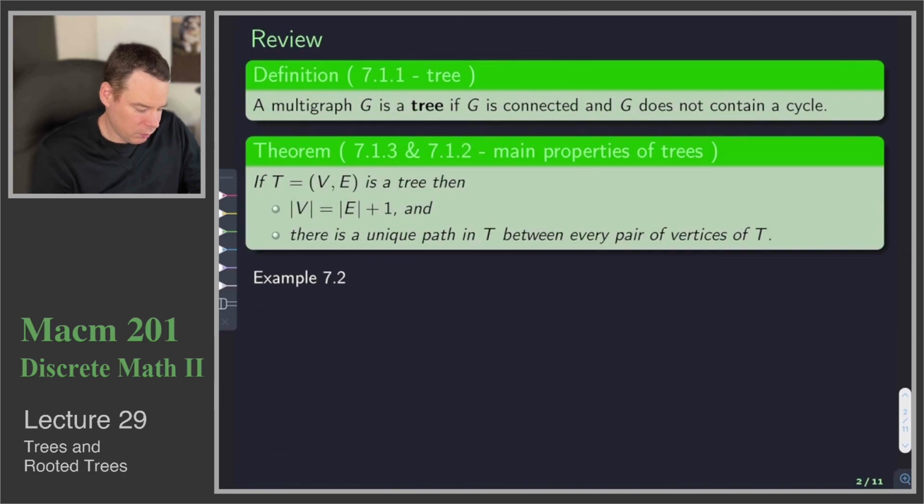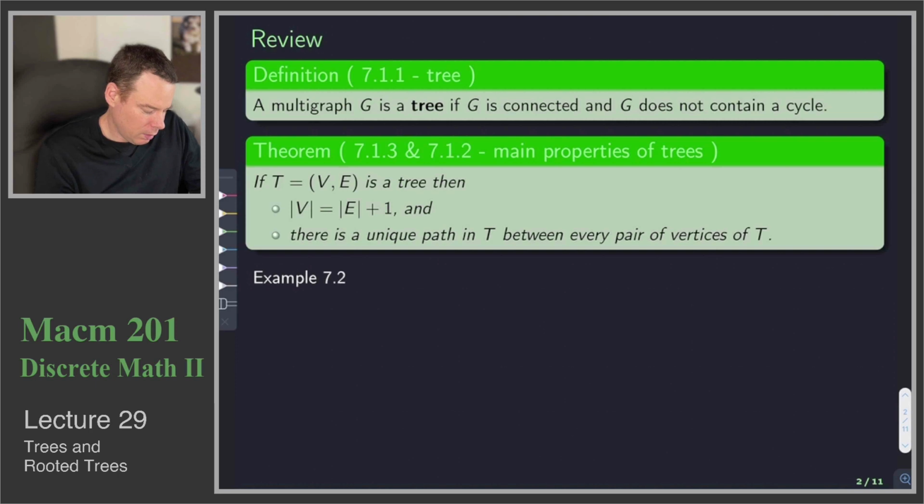So let's remind ourselves that a tree is a connected multigraph that does not contain a cycle. So we need these two conditions. It's got to be connected, and it has to not contain a cycle. If it satisfies those two properties, it's what we call a tree.